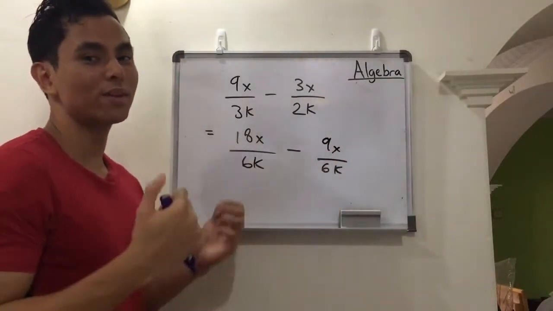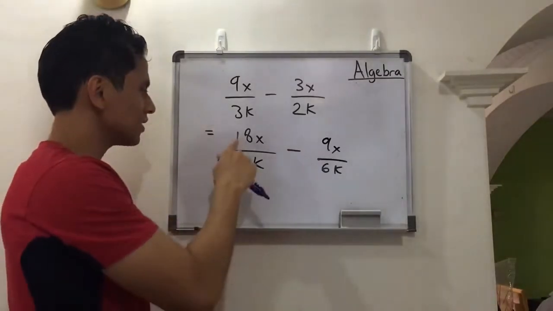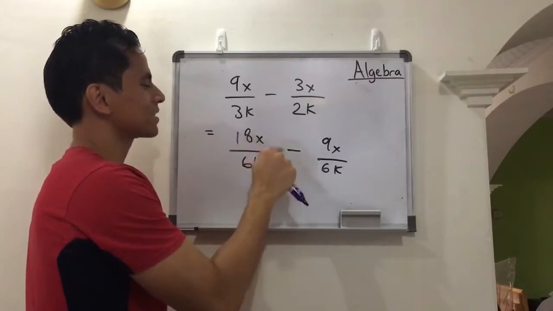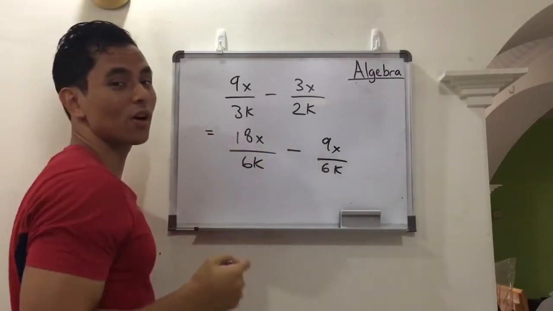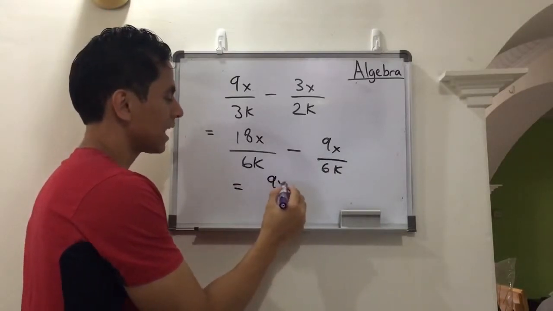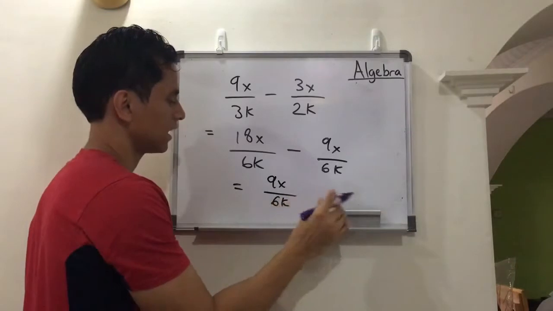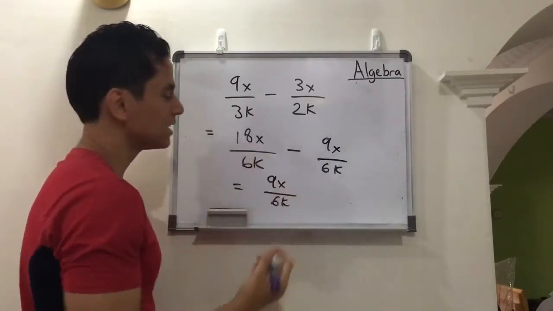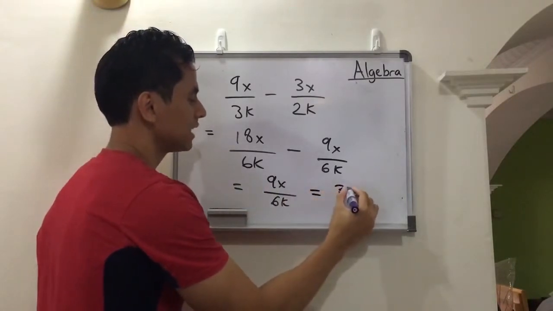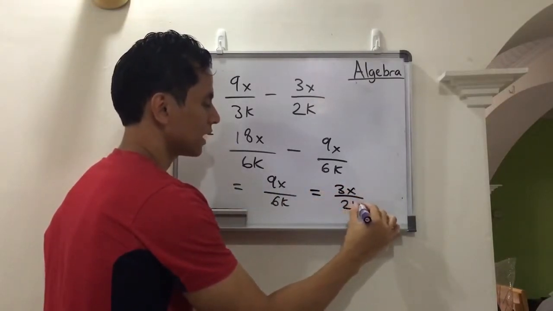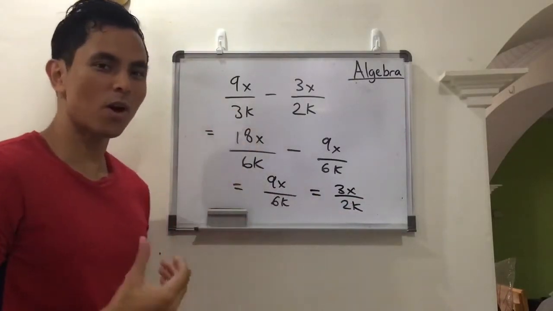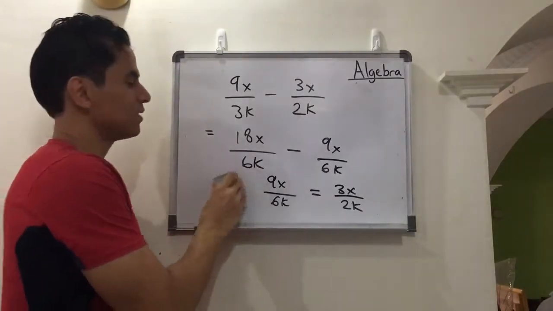So we are on our way to solving this question right now. Since the denominators are the same, 18x minus 9x can just be solved in the next step. So therefore, this just gives us 9x over 6k. And then we can simplify one step further, as both of them can be divided by 3. Hence, we can rewrite this as 3x over 2k. And this will be the final answer for this first example. Alright, so let me move on to the second example now.